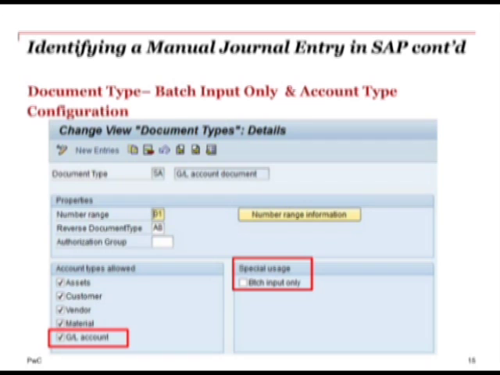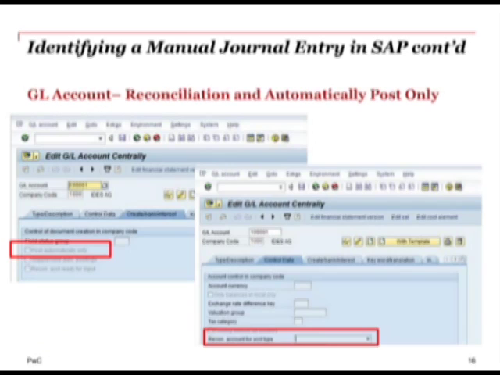Moving on to the next slide, it's GL account reconciliation. So here we've got two screenshots of SAP. On the left, we show the post-automatic only, and on the right, we show the reconciliation account. On the left, the post-automatic only, if that is selected, that means that this GL account could not be used to post a manual journal entry because it's restricted to only automated entries. So when a user tried to use that GL account to post a journal entry, they would not be able to do so. On the right, we show the reconciliation account.